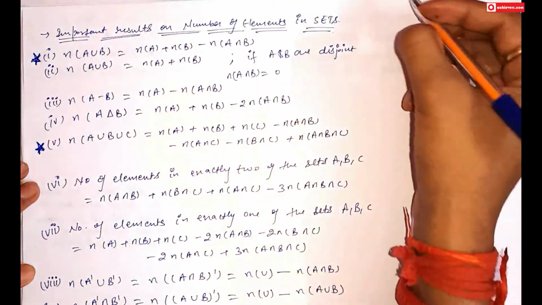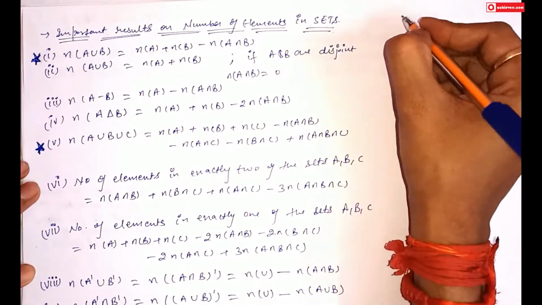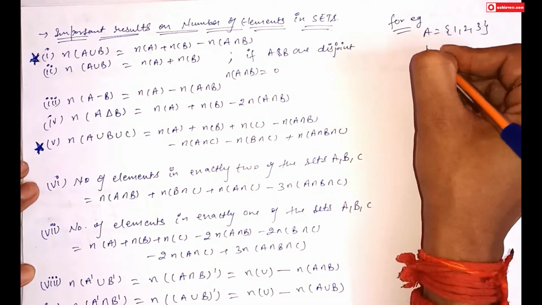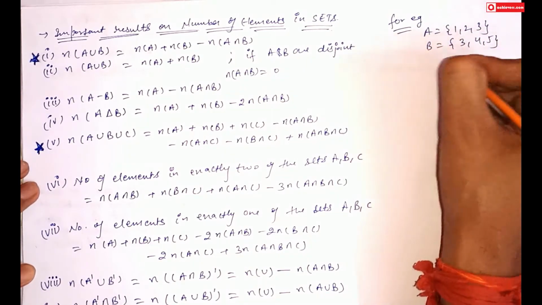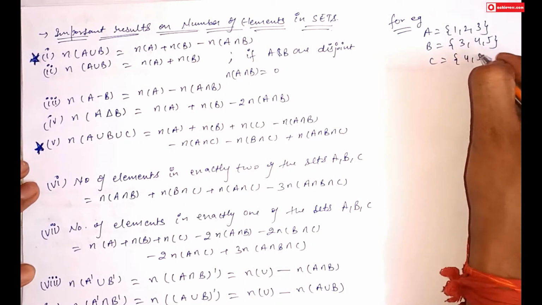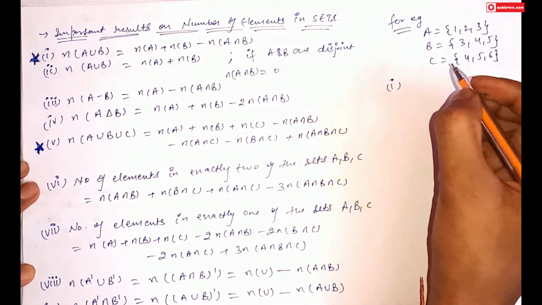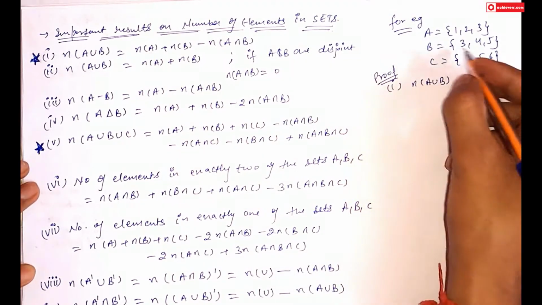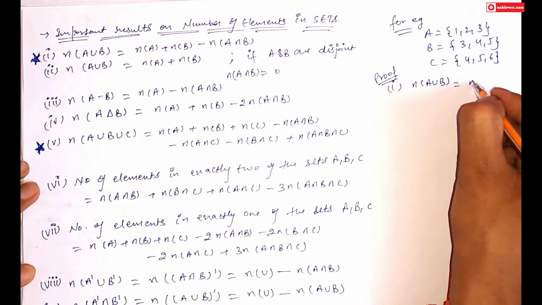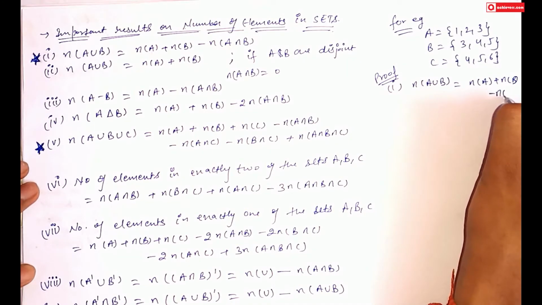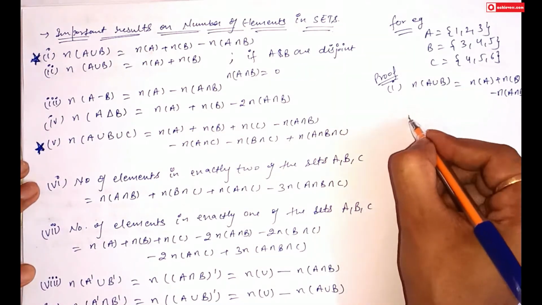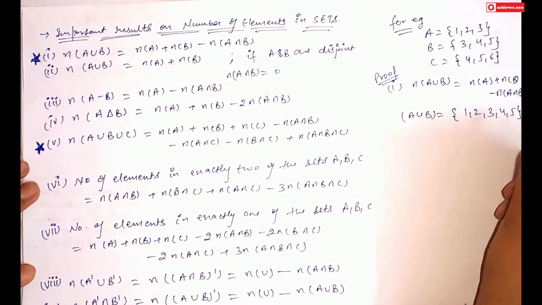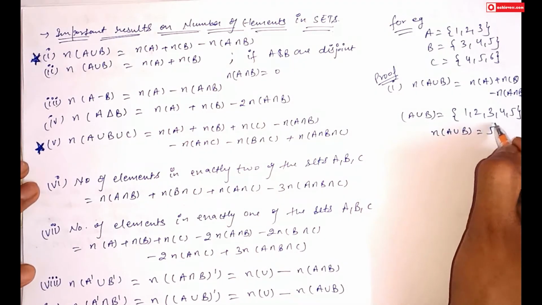We can also prove each and every one of these results by taking just normal examples. For example, if we have A is equal to 1, 2, 3 and B is equal to 3, 4, 5 and C is equal to 4, 5, 6. So if you want to prove the first result, that is n of A union B, it will be n of A plus n of B minus n of A intersection B. So what will be A union B? A union B will be 1, 2, 3, 4, 5. So n of A union B is equal to 5. There are 5 elements here.